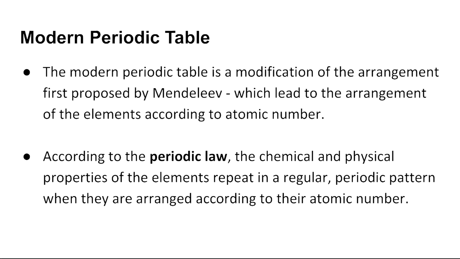Now, let's go into more modern times. The modern periodic table is a modification of the arrangement first proposed by Mendeleev, which led to the arrangement of the elements according to the atomic number. According to periodic law, the chemical and physical properties of elements repeat in a regular periodic pattern when they are arranged according to their atomic number. So the periodic table is organized by these atomic numbers, and we go from 1 to 2 to 3 to 4 to 5. That's the periodic pattern in which the periodic table is repeating, and that's what's referred to as periodic law.